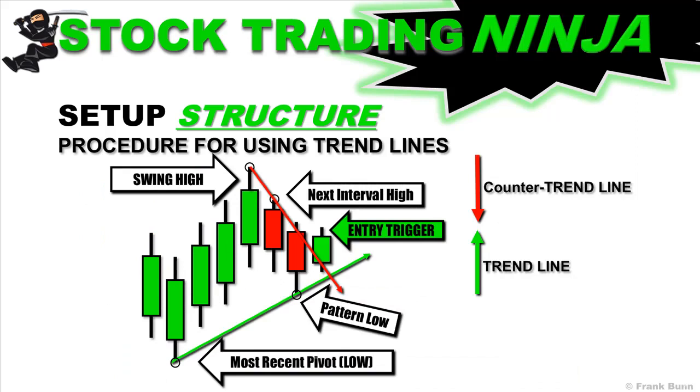Here is a graphic which details the procedure for using trend lines. We first identify the swing high pattern as seen here, then watch the price action evolve. Once we have the next interval high, we connect the counter trend line from the high of the swing high to the high of the next interval high. Following this, we will wait for a pattern low to evolve and attach a trend line from the most recent pivot low to the expected low of the pattern as seen here. Once the counter trend line breaks, we have an entry trigger. Trades are then entered according to the Stock Trading Ninja plan.